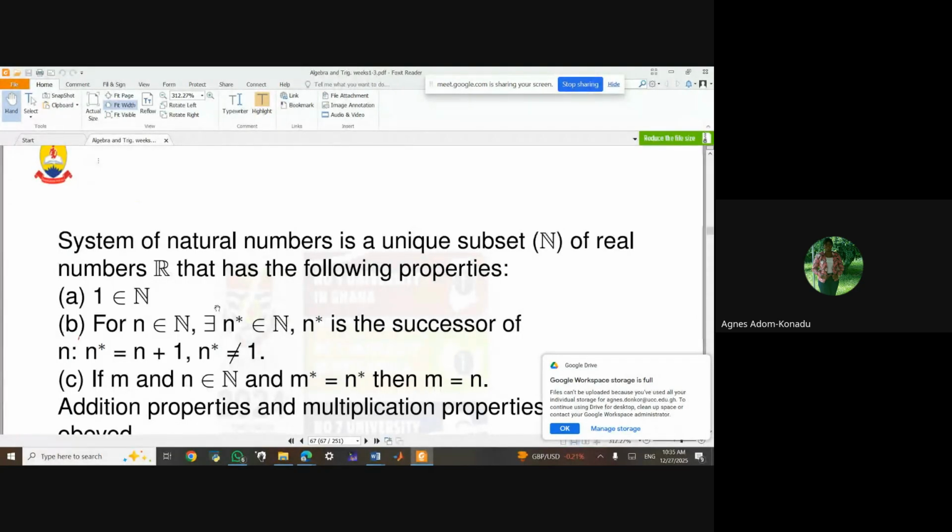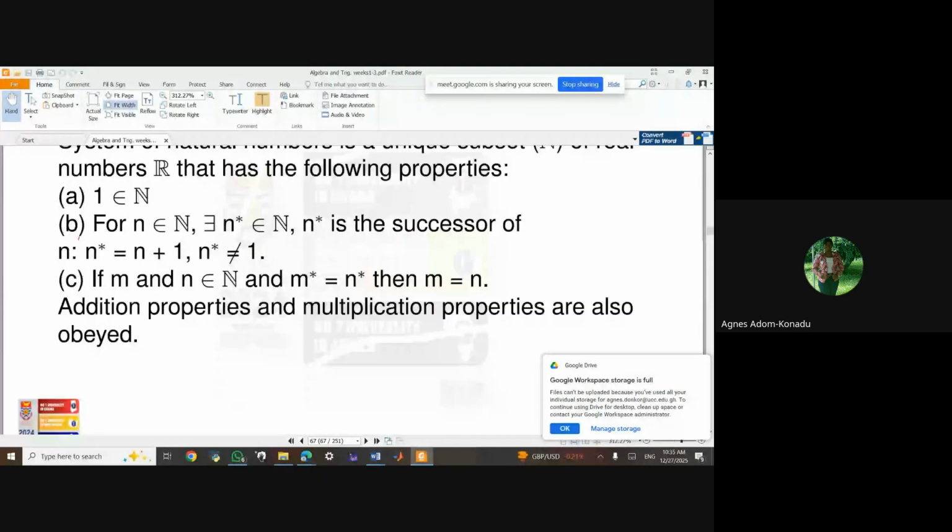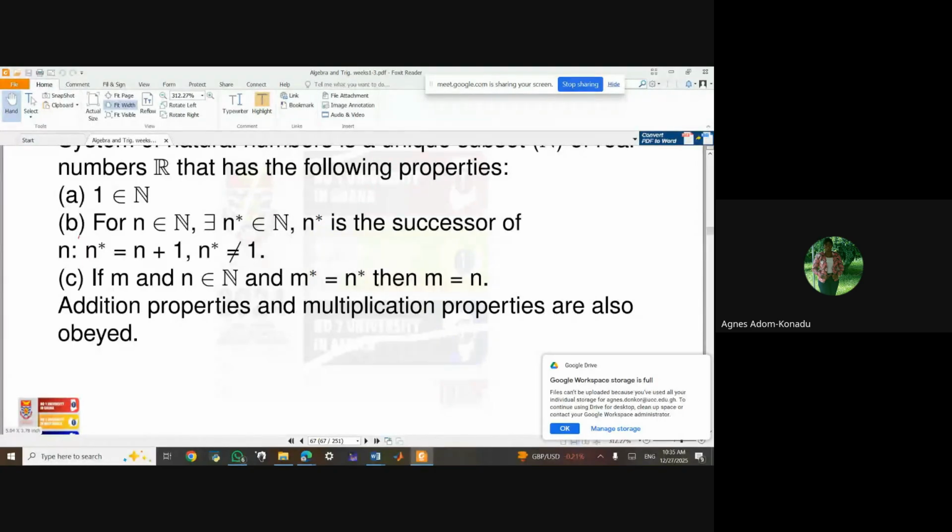So when I have 2, the successor of 2 is 2 plus 1, which is 3. When I have 10, the successor of 10, which is n star, is 10 plus 1. So that is 11. So the successor of 10 is 10 plus 1, which is 11.